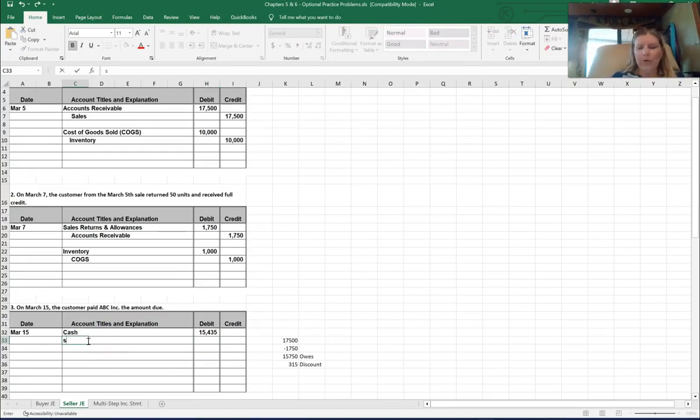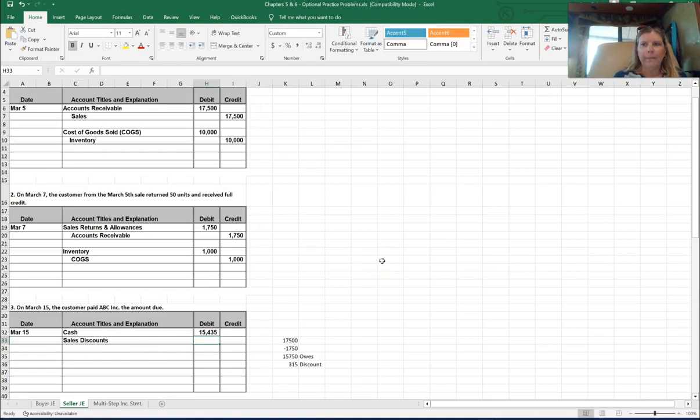We want to record that discount also in a special account. We want to keep track of how many discounts we're giving our customers, in case we want to ever increase or decrease that discount. We've already calculated that amount. We calculated it's $315. And that's going to be debited. It's called a contra sales account, and so is the sales returns and allowances. So contra sales accounts are increased with debits.